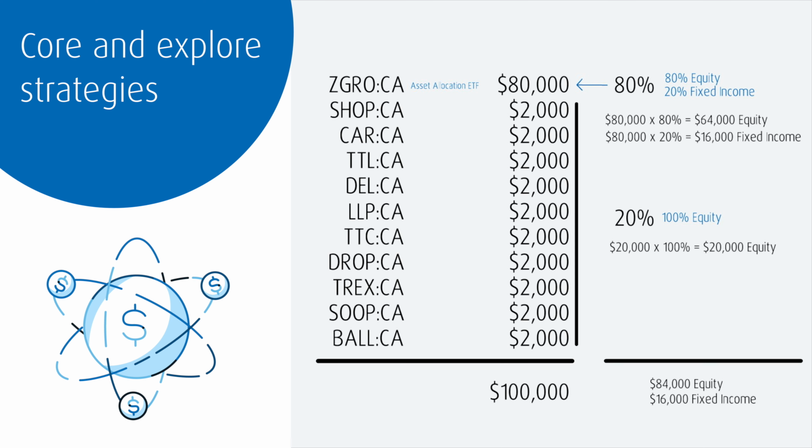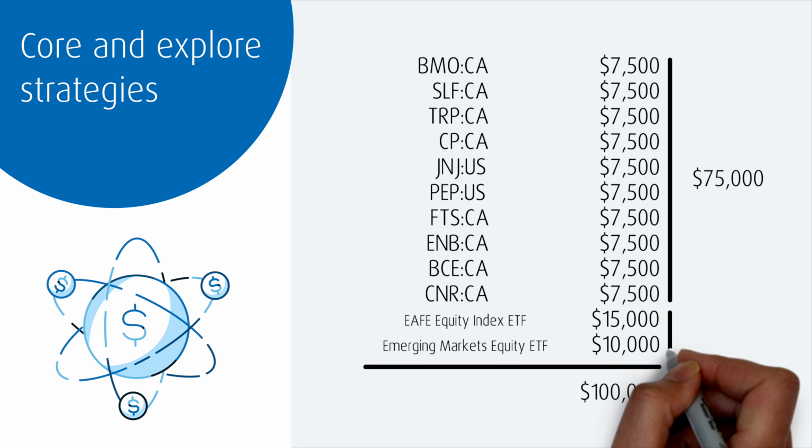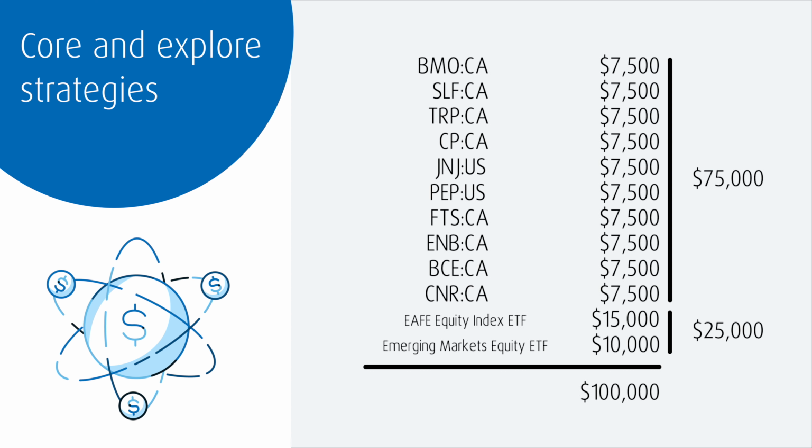Here's another example of a Core and Explore portfolio. In this case, $75,000 or 75% of the portfolio is invested in high dividend paying stocks from Canada and the US. The Explore part of this portfolio, 25% or $25,000, is invested in exchange traded index funds for exposure to non-North American equities from around the world. Because this portfolio is entirely invested in stocks, it is 100% equity and quite aggressive.